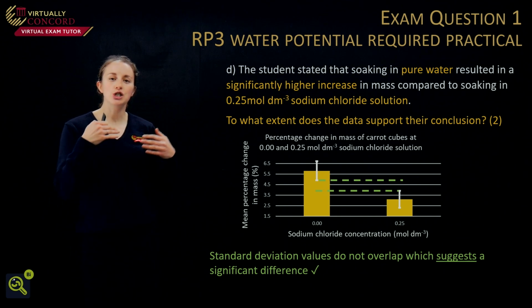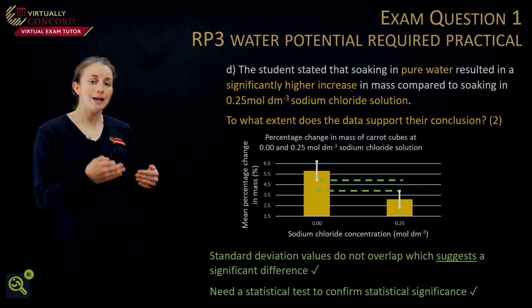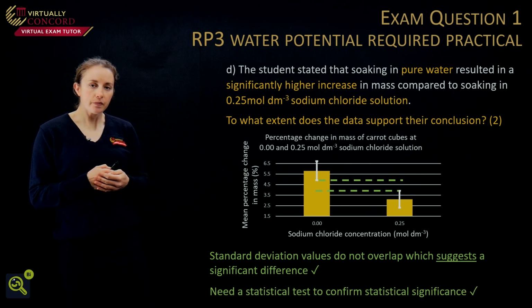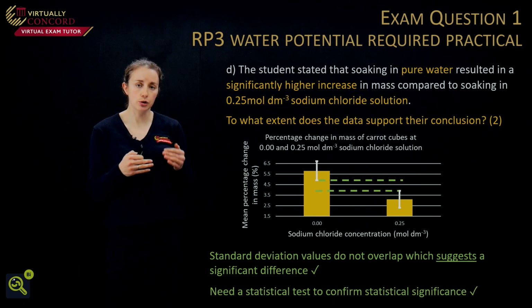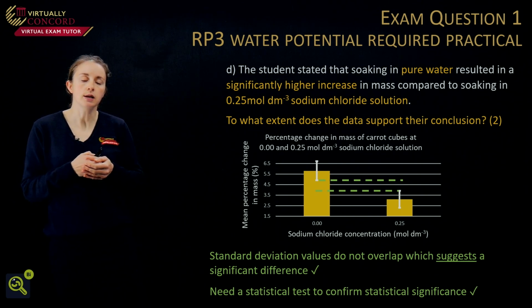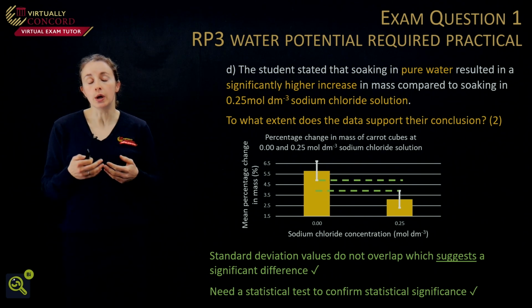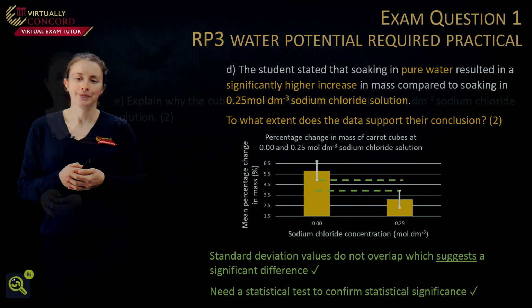But it only suggests a significant difference. So to be sure, you need to be doing a statistical test. And in this case, we're comparing 2 means. We've just isolated the data from 2 different concentrations, so we're comparing 2 means. So you would do a t-test if you wanted to prove statistical significance.